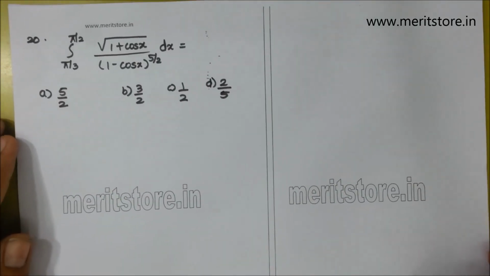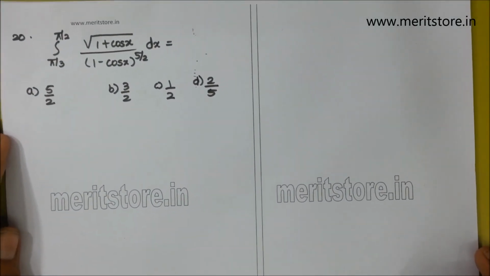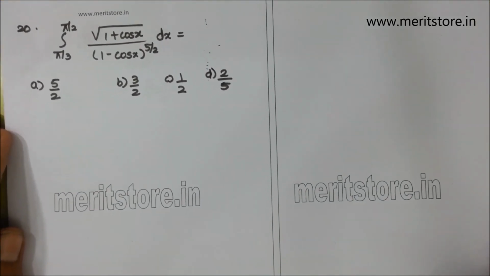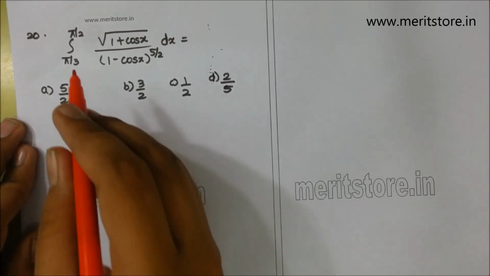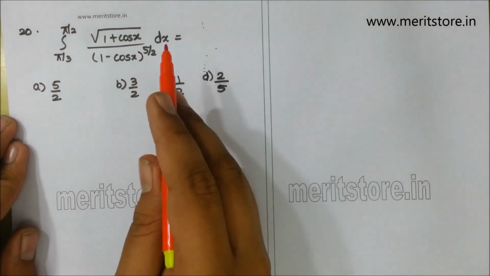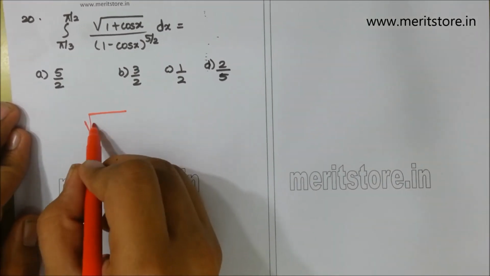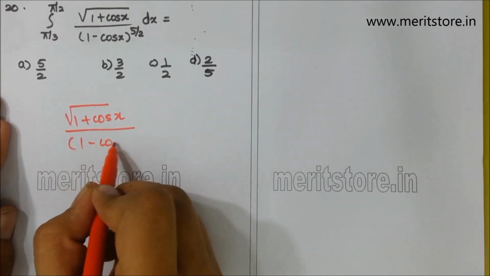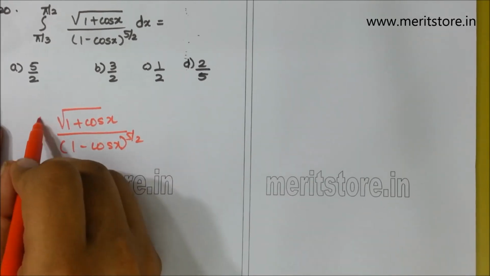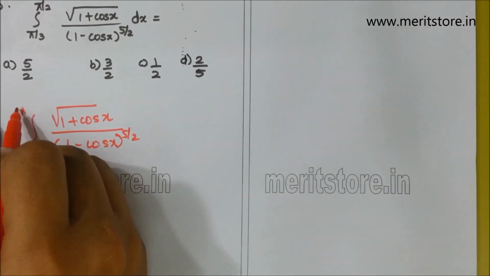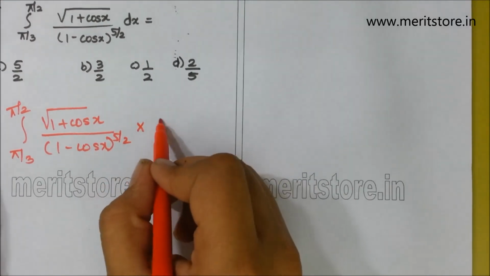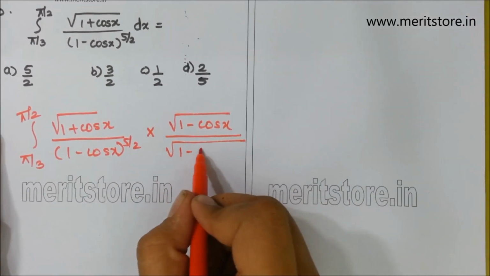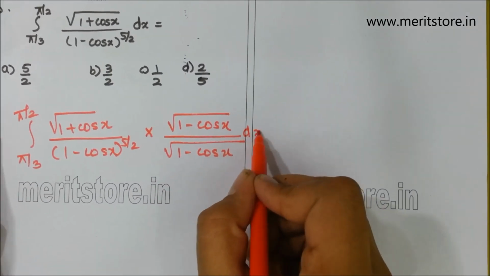Question number 20. Integral from pi by 3 to pi by 2 square root of 1 plus cos x upon 1 minus cos x raised to pi by 2 dx is equal to. Now to solve this type of question, we need to rationalize the numerator and denominator and take the conjugate, that is 1 plus cos x upon 1 minus cos x raised to 5 by 2. Integral was from pi by 3 to pi by 2. Multiplying numerator and denominator by root of 1 minus cos x upon square root of 1 minus cos x dx.